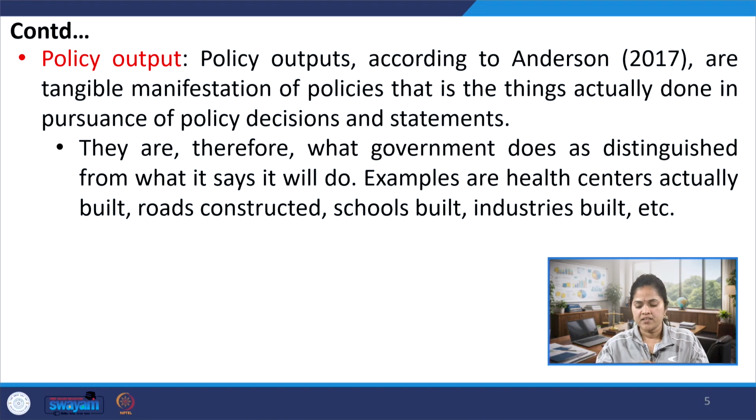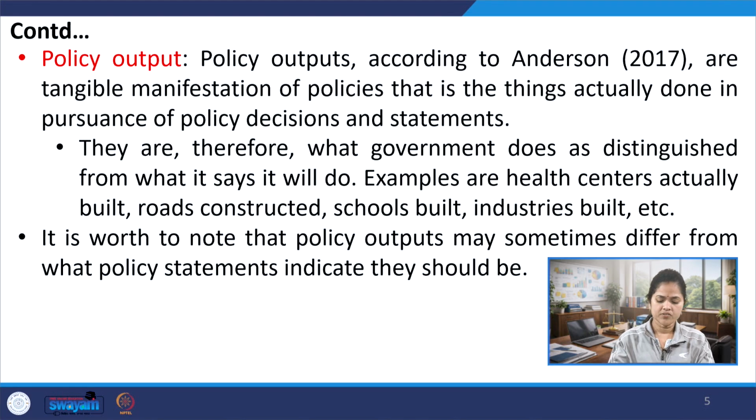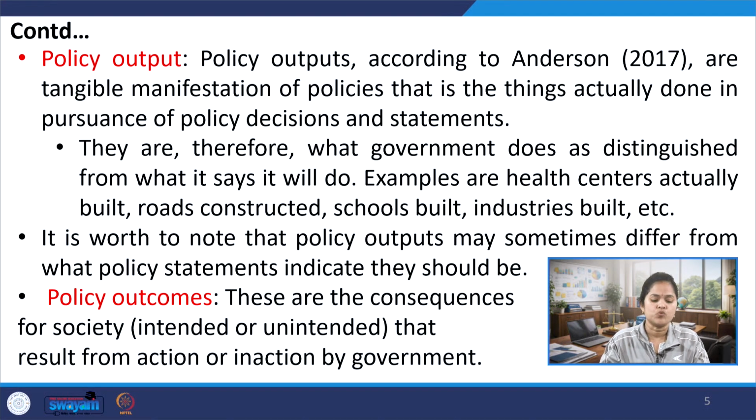Examples we can take are health centers. How many health centers were actually built? They are the policy output. How many kilometers of national highways were constructed, how many schools were built, or how many industries were built. All these are examples of policy output, because they are the tangible manifestations of several policies, and all these are easily quantified. And in this case, it can be noted that the policy output sometimes may differ from what the policy statements say, because of the gap between the policy statement and the policy output.